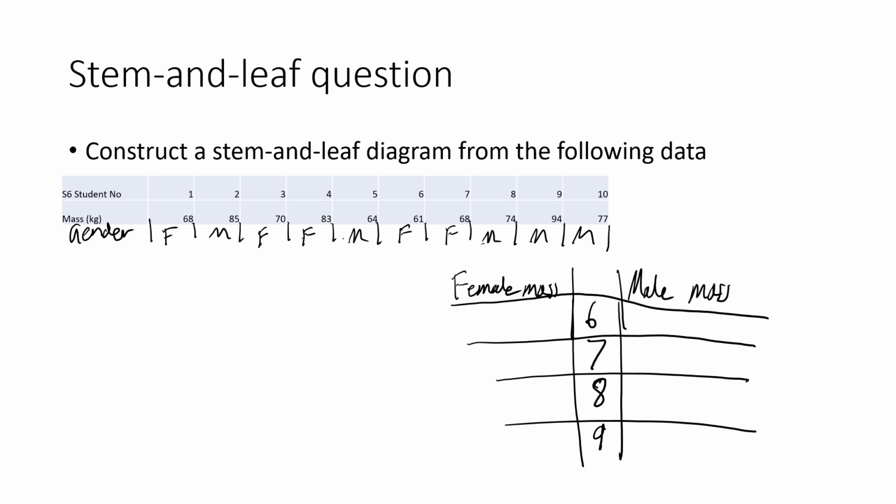Okay, so for the men, we have 61, then we have 74 and 77, we have 85 and 94. For the women, we have 61, 68, another 68, we have 70, and 83. And then let's not forget our key again. So 60/1 is equal to 61 kg.